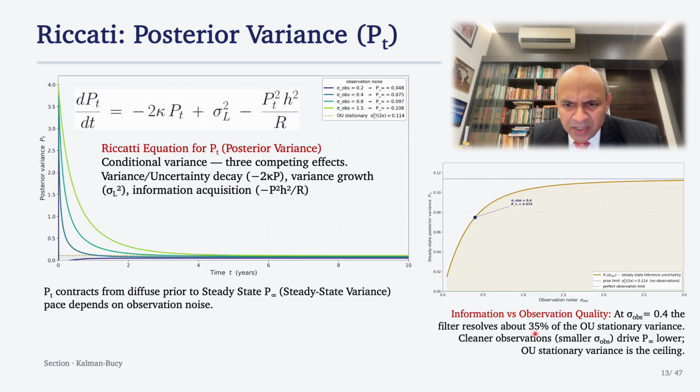And on the right hand side, you see information versus observation quality. And observation noise is over here, and that's the quality. So as the noise reduces and quality improves, you can see that the steady state posterior variance also falls. In our calibration, sigma is 0.4, and the steady state posterior variance is 0.075.